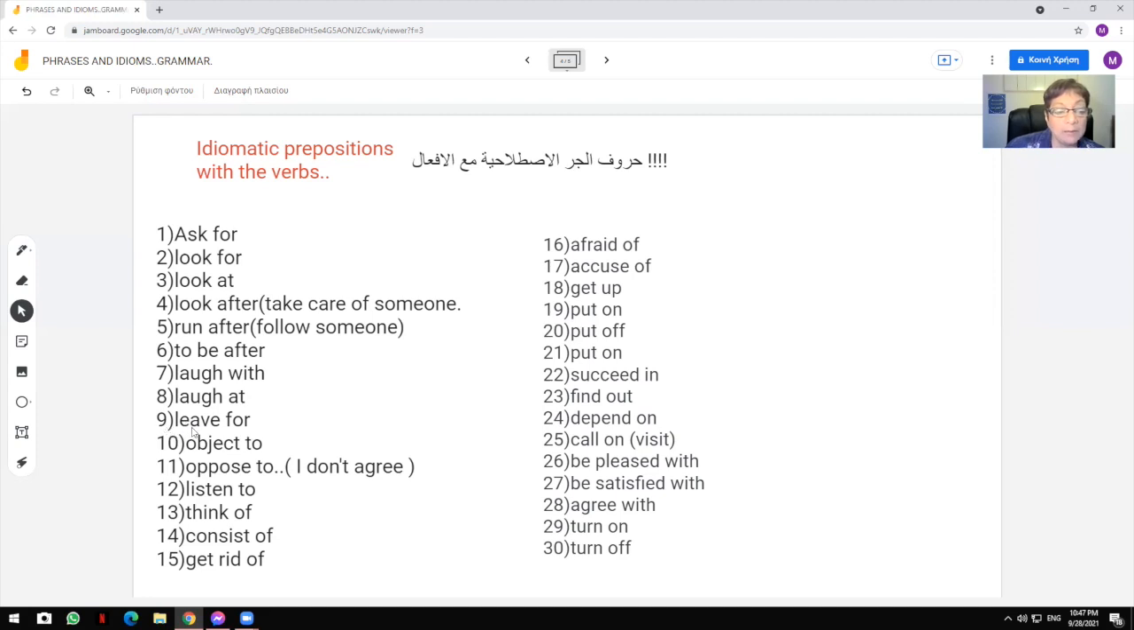Number nine, leave for. Leave means we go. For, I'm leaving to go to work. I leave for work. I leave for school. I leave means we go out for this reason. I leave for means I go out for a specific reason.